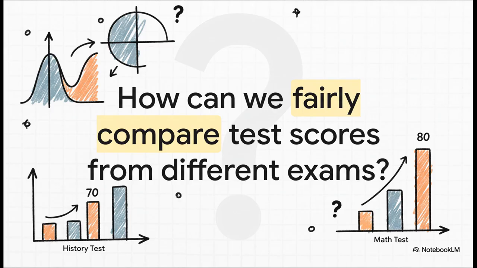Imagine you ace your history test with a 70, and your friend gets an 80 on a super hard math exam. So who did better? The answer is, you have no idea, right? They're totally different tests, probably with different averages, different difficulty. It's like comparing apples and oranges. Keep that problem in mind because we're about to solve it.